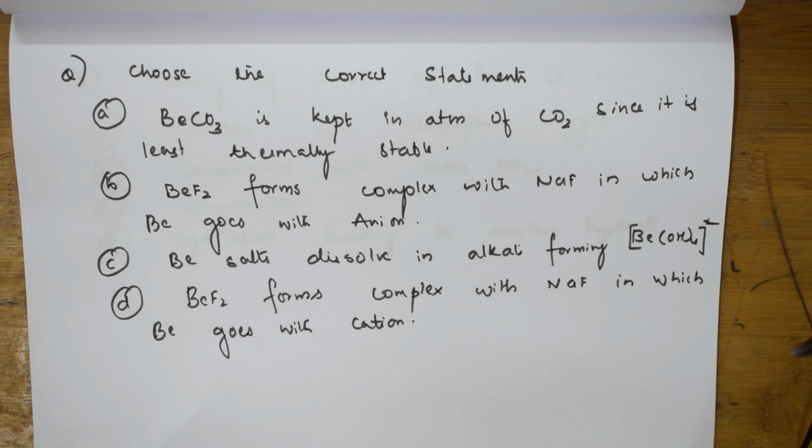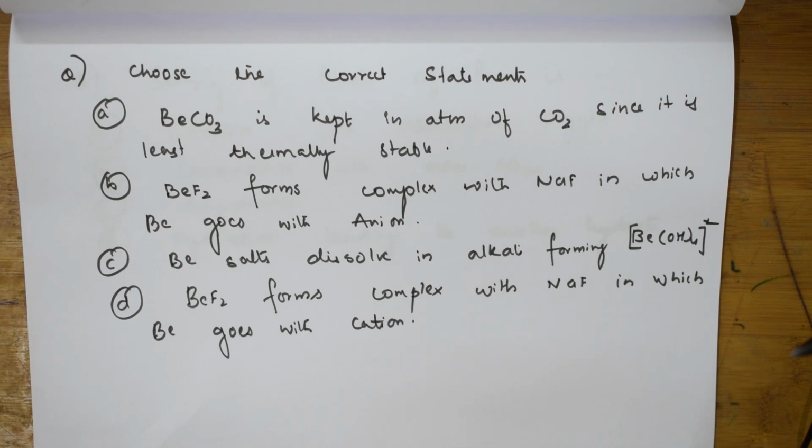Beryllium fluoride forms complex with NaF in which beryllium goes with anion. Beryllium dissolves in alkali forming beryllium [Be(OH)4]. Okay, that is also right. Choose the correct, that is one, that complex. Then BeF2 forms complexes with NaF in which Be goes with cation.